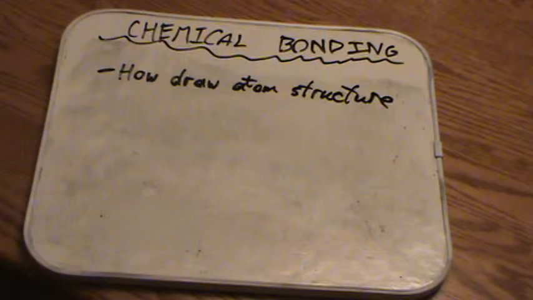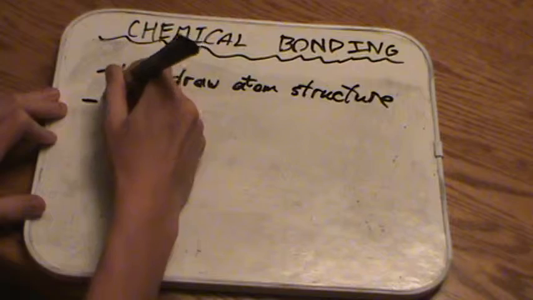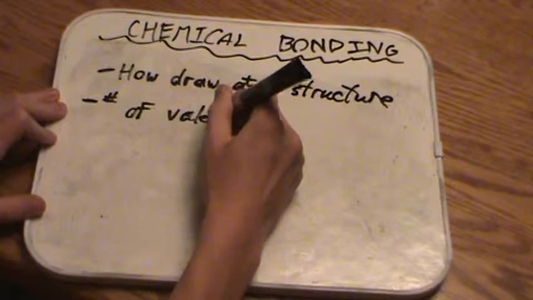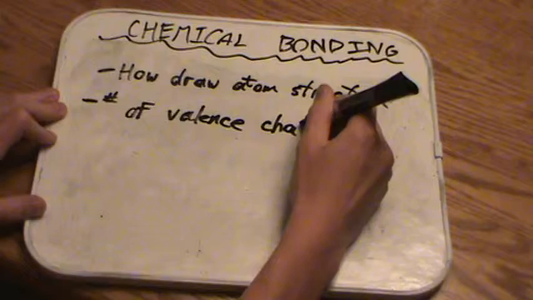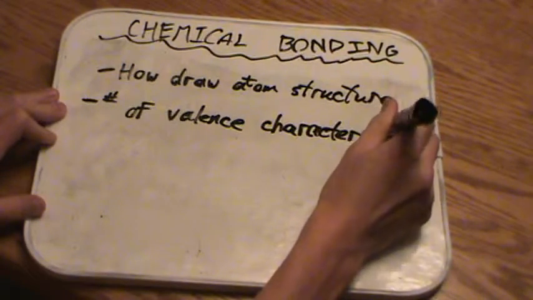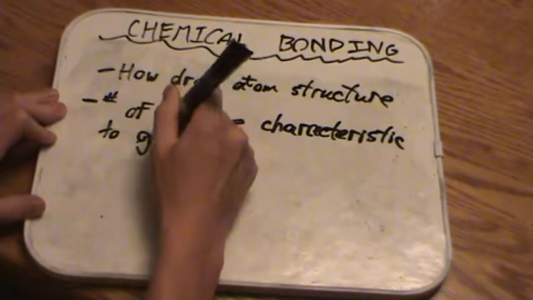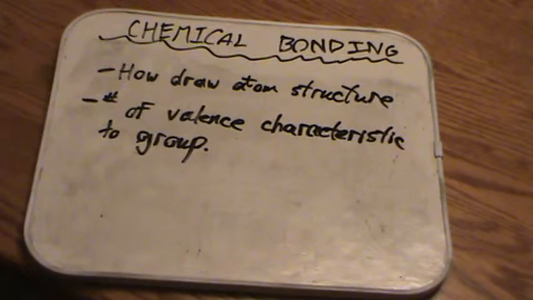Well, also in the last video we talked about how the number of valence electrons is a common characteristic of a group, a group being the vertical column in the periodic table. Very squeaky pen there. And this is very important to what we are going to be talking about with chemical bonding.